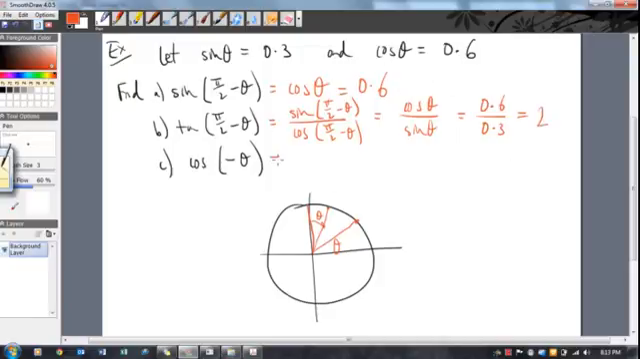Okay, good. And last one, cos of negative theta. Remember, if you've got theta there and negative theta there, the x value will be the same, so the cos value is the same. So that's just equal to cos theta, which equals 0.6. Hopefully that makes sense. Use the symmetry of the circle to your advantage.